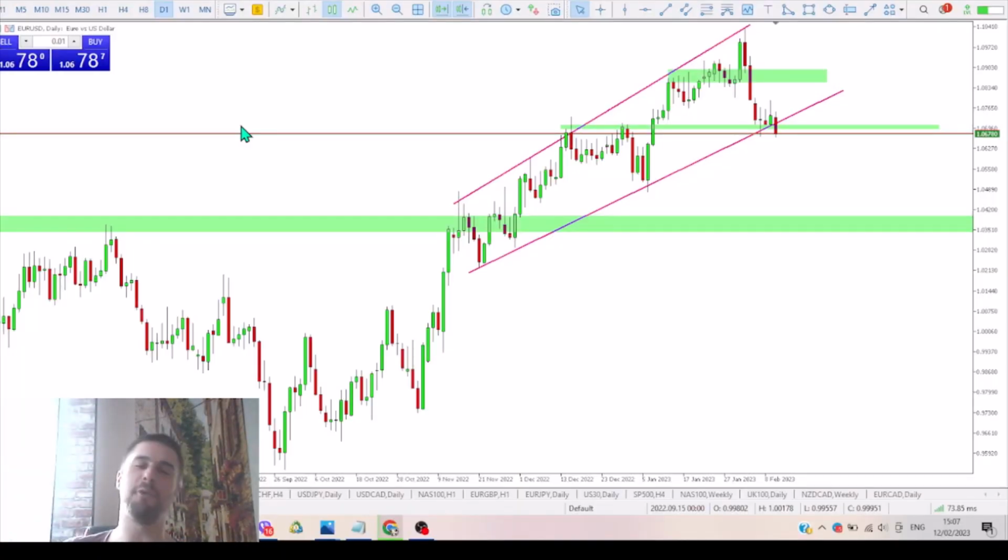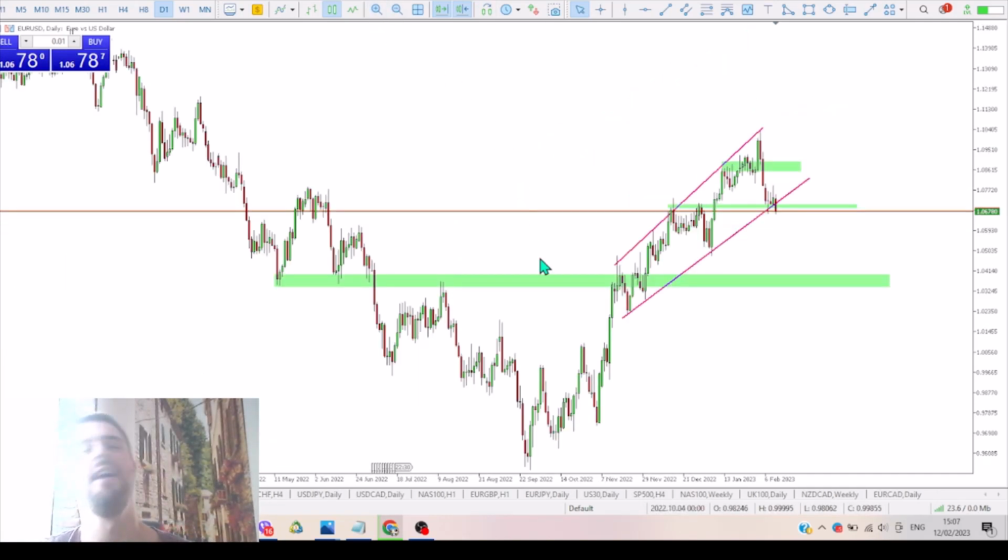Okay traders, back on the charts, live from St. Petersburg. We are doing that weekly forex analysis. So if you're ready, let's get started with the EUR/USD. And on this chart, guys, you can see the daily candles of the EUR/USD and what price is currently doing.